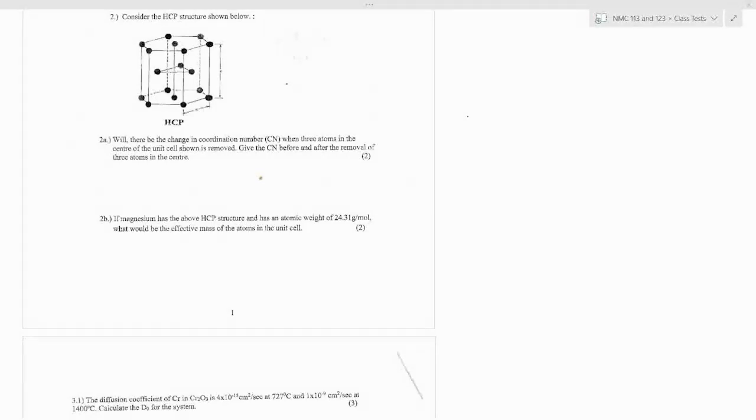Question 2. Consider the HCP structure shown below. 2A. Will there be a change in coordination number when the 3 atoms in the center of the unit cell shown are removed? Give the coordination number before and after removal of the 3 atoms in the center. So you can redraw the HCP without the central atoms. Do it like this.